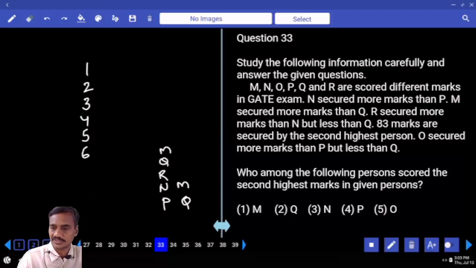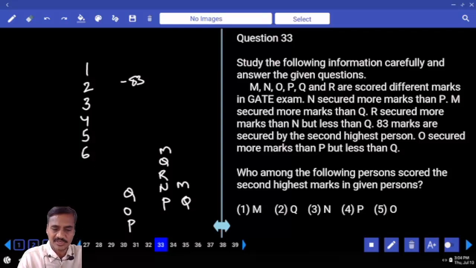M is more than, isn't it? O secured more marks than P. O is more than P, but lesser than whom? But less than Q.